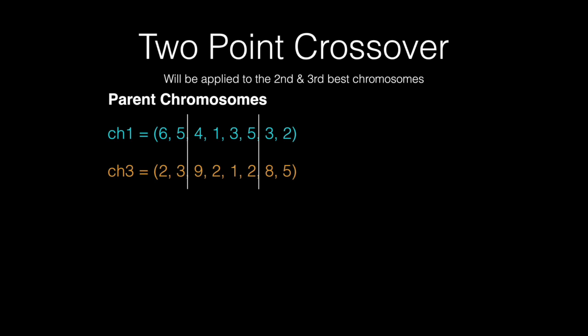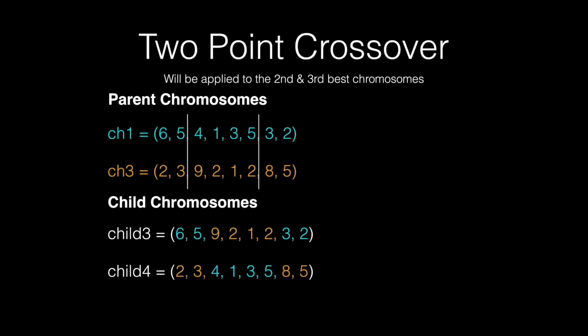We've taken these 2 points, so I've put a point after gene 1 if we're counting from 0, and I've put the other one after gene 5. And for this, we simply swap the genes between the 2 points. This again creates 2 more chromosomes, displayed as child 3 and child 4.